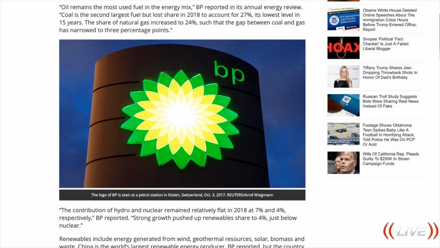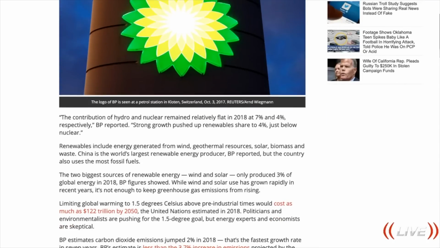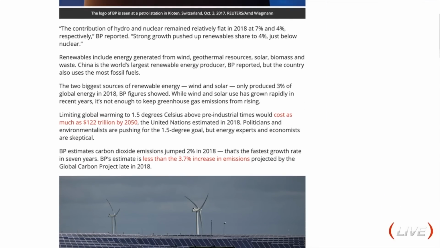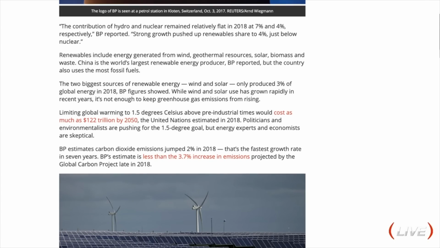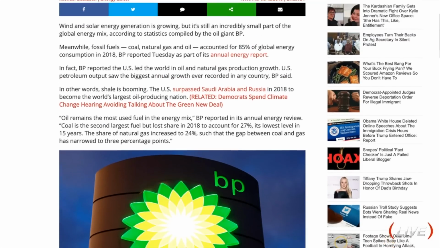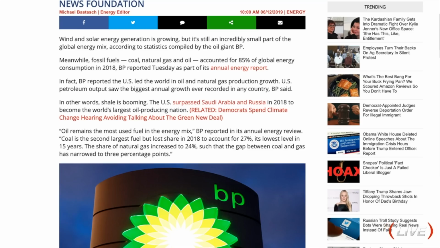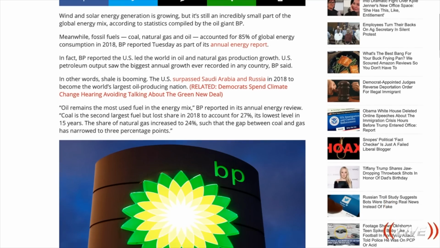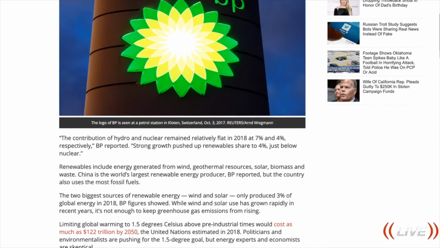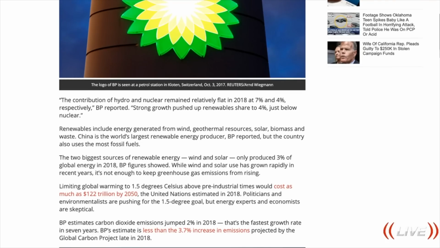Anyway, the share of natural gas increased to 24%, such that the gap between coal and gas has narrowed to 3 percentage points. The contribution of hydro and nuclear remained relatively flat in 2018 at 7% and 4% respectively. Strong growth pushed up renewables to a share of about 4%. So BP breaks it down for us: 27% in the coal, 24% in the natural gas. And then you have small shares of hydro, 7%, and nuclear, 4%. And then down here at the bottom is renewable shares.